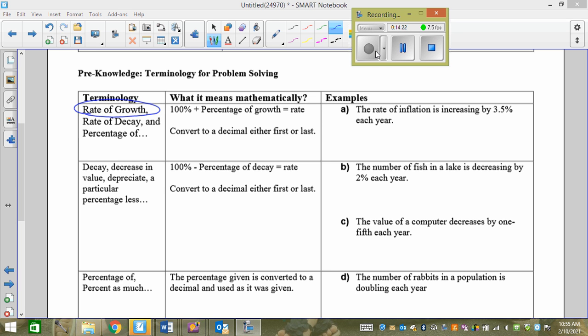Okay? So we're going to look at an example here. The rate of inflation. Inflation is another way to say growth. Same thing. Or it says increasing. Those are hints that you need to add the interest rate onto it. Okay? So the rate of inflation growth is increasing by 3.5%. So people will tell me the rate is 3.5%. The rate isn't 3.5%. The rate is I take 100% of my fish and I add the 3.5%. Right? So 100% just means I didn't grow, I didn't decay, I'm just sitting with my fish.